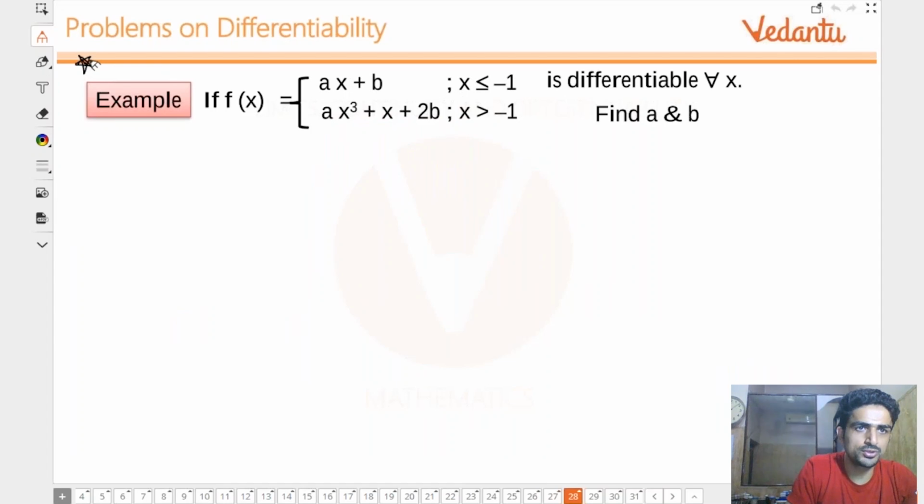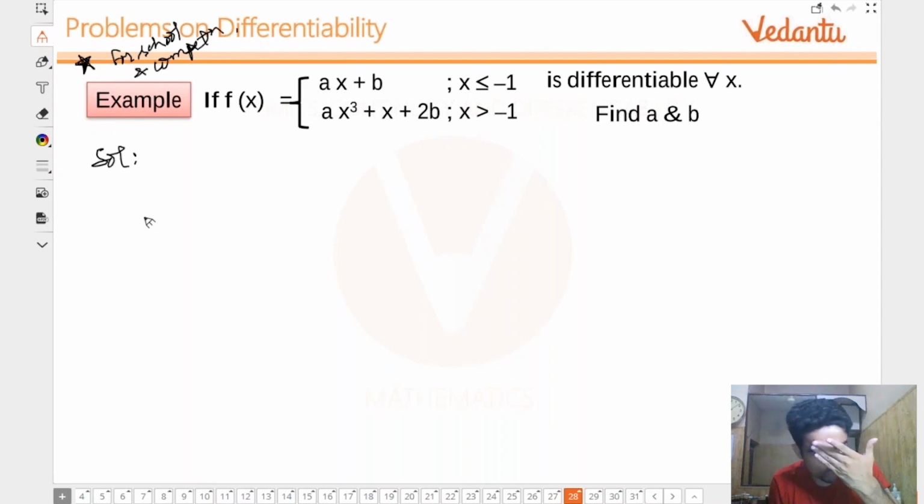Now this is an important question from an objective point of view and a school point of view also. For school and competition, important. Why is it important? Guys, we have done such questions in continuity also, where it was given that it is continuous and we had to find a and b or m, anything like that. In differentiability also we have such questions.